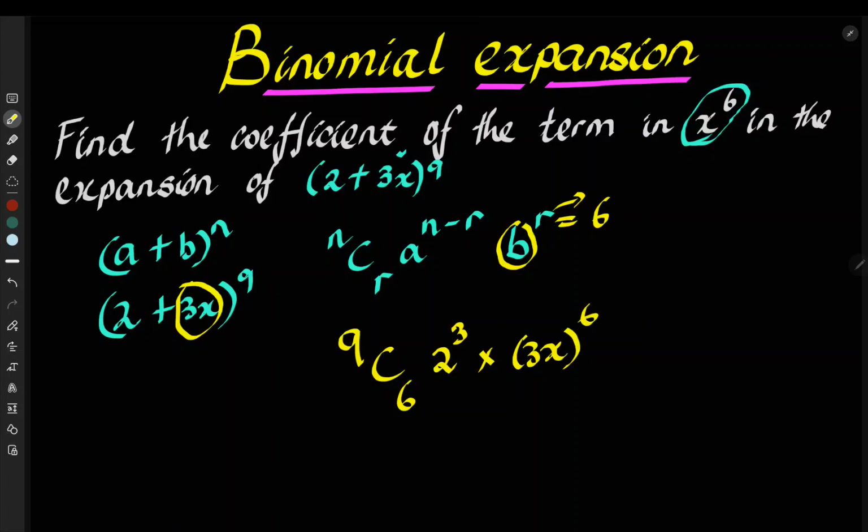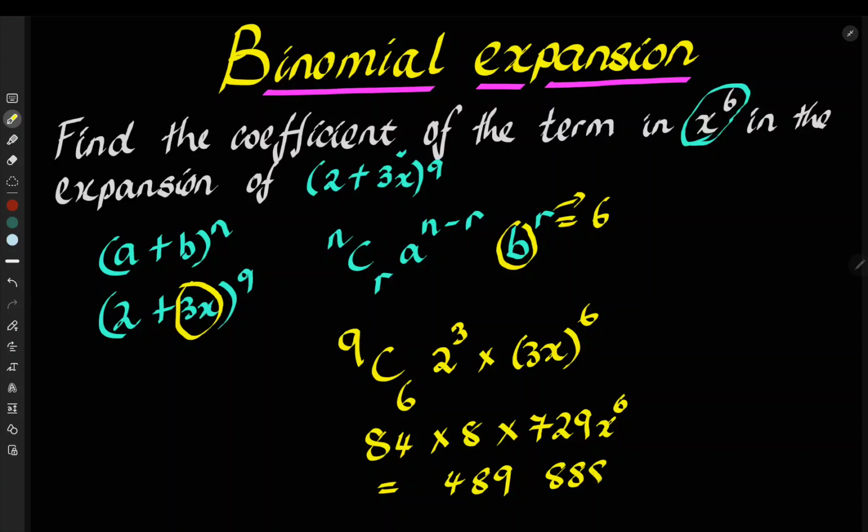If we go ahead and simplify that, we realize that 9 choose 6 will be 84. Then times 2 to the power 3, that will be an 8. Then times 3 to the power 6, that will give us 729 x to the power 6. If we multiply 84 times 8 times 729, that will give us 489,888 x to the power 6. So the coefficient of the term in x to the power 6 will be 489,888. And that is how you find the coefficient of the term in x to the power 6. I hope that makes sense. Let's look at the second example.